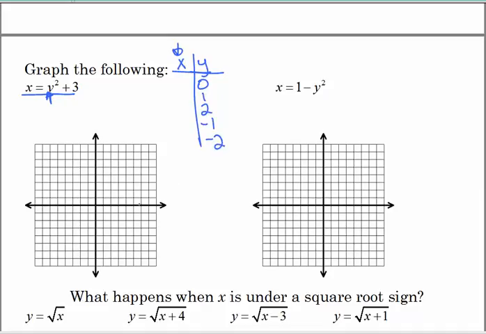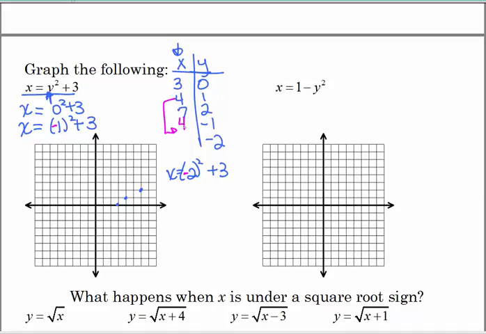All right, so I have x equals 0 squared plus 3. X equals 1 squared plus 3. X equals 2 squared plus 3. So if I plot those points, and then if I plug in -1 and -2, notice you get the same thing. So those are going to match, and these are going to match. And they're not V's, they need to be kind of rounded.